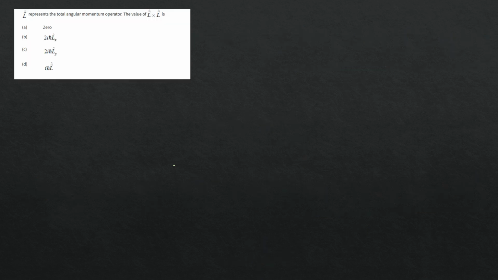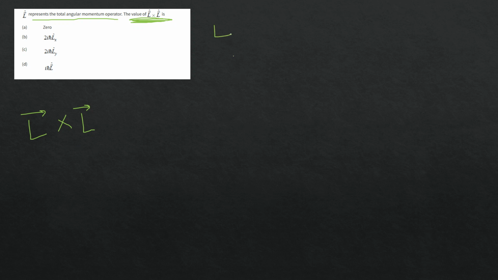Next question. See next question. L represents the total angular momentum operator. So the value of L cross L vector. Okay. So how will we do it? See, L is how much?